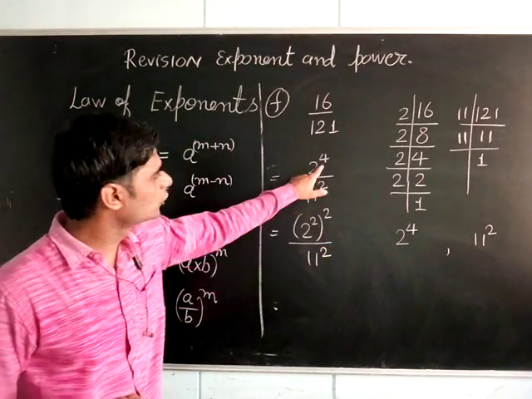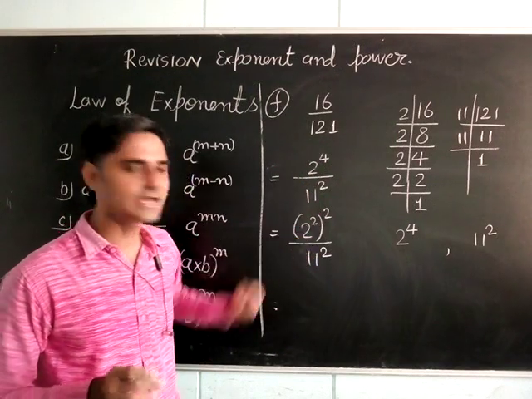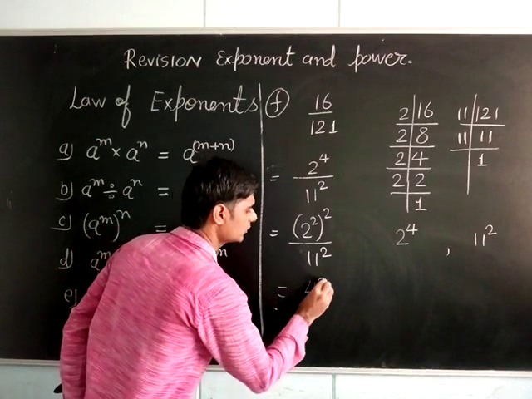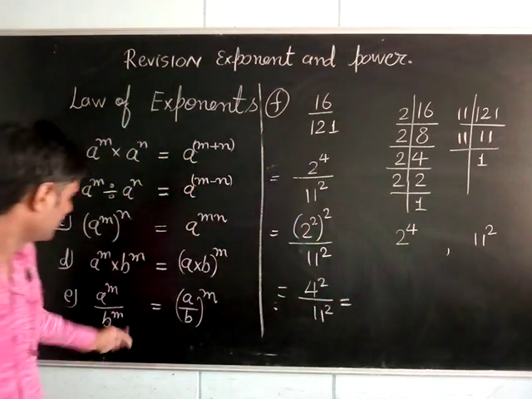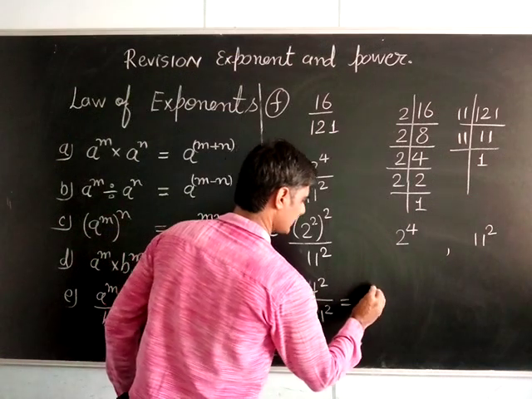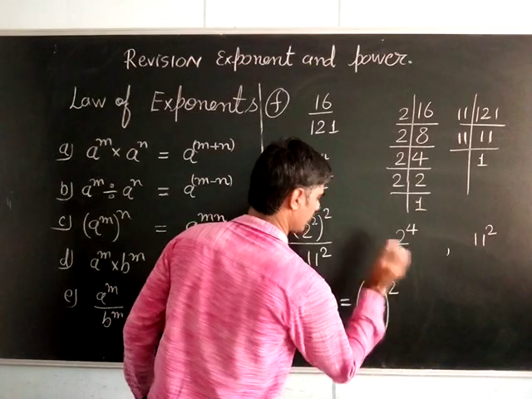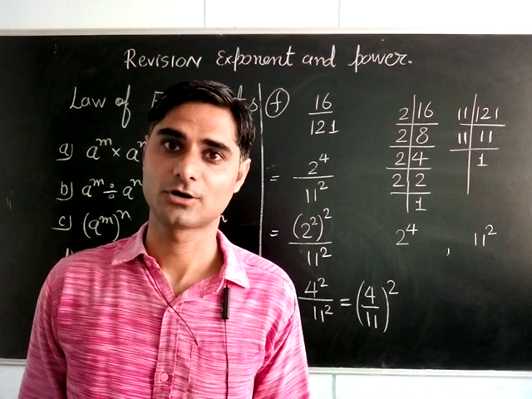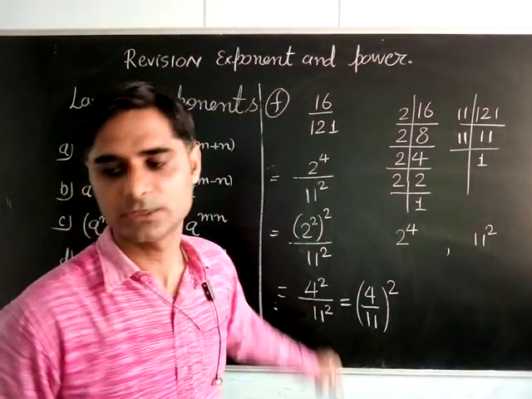2 to the 4 is coming. So the same will come. So can we write like this? Now 2 squared means 2 to the 4, so can we write here 4 power 2 upon 11 power 2. Now see, a power n upon b power n will be equal to a upon b whole power n. Okay, this is the way to solve. Got it, everyone? Well, so this is the way to solve.